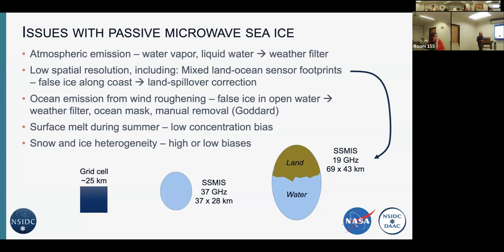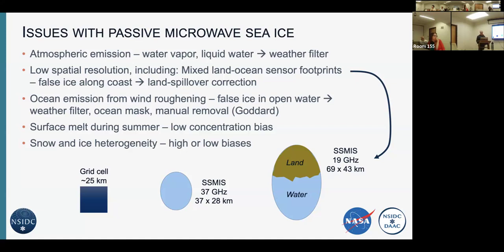which is the next thing I was going to talk about, this low spatial resolution. Obviously you can't see details, where the ice edge is exactly, but you also get this artifact of mixed land-ocean grid cells, which basically can give you false ice along the coast. Because these grid cells, like the 19 gigahertz, are about 69, 70 by 45 kilometers, basically. So it's a big footprint there.